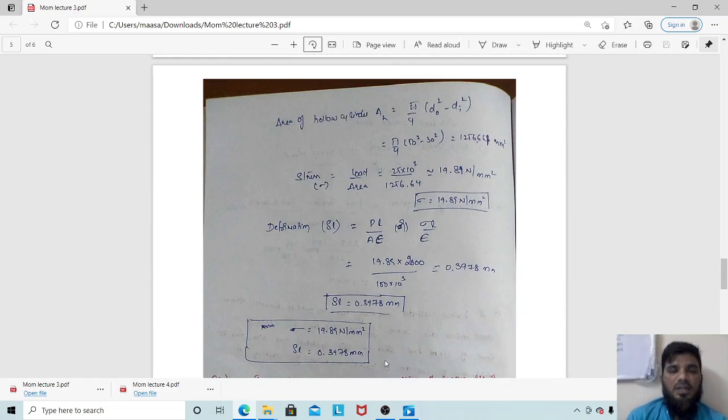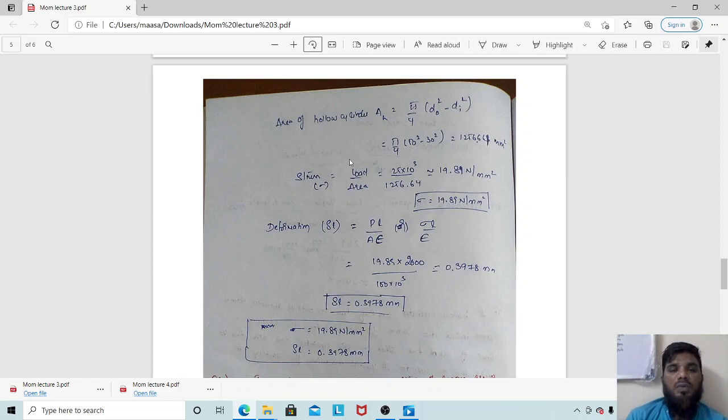Now first of all, let us find the area of the hollow cylinder. We know that area of hollow cylinder will be A_H is equal to pi by 4 of D outer diameter square minus d inner diameter square. That is pi by 4 of 50 square minus 30 square. You are going to obtain this value 1256.64 millimeter square. Try to solve this in your calculators. Calculators are a must when you are trying to solve these kind of problems.